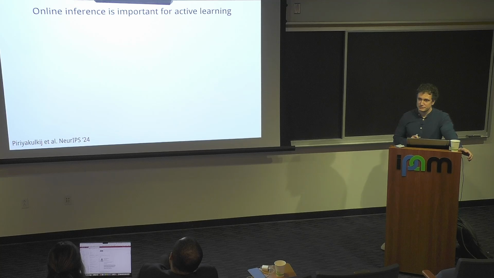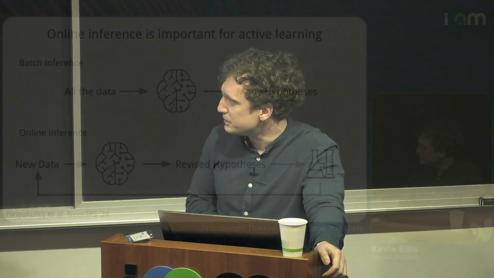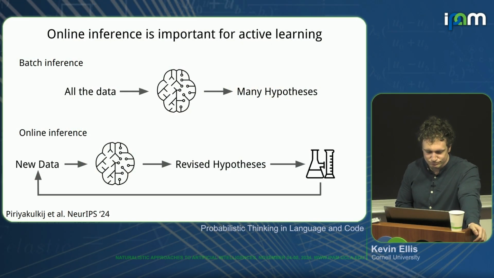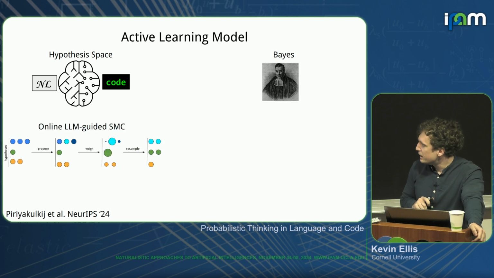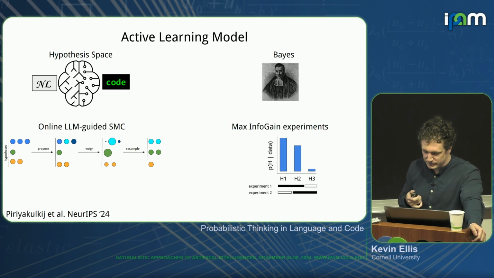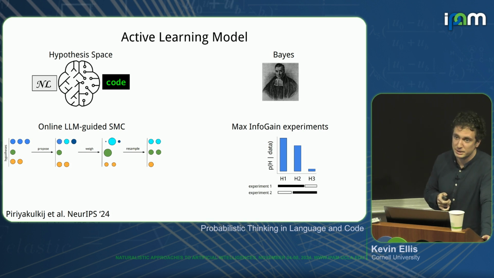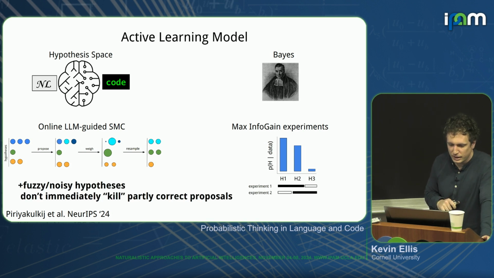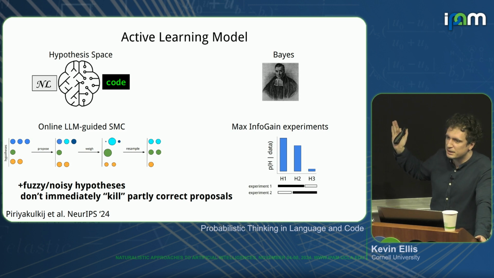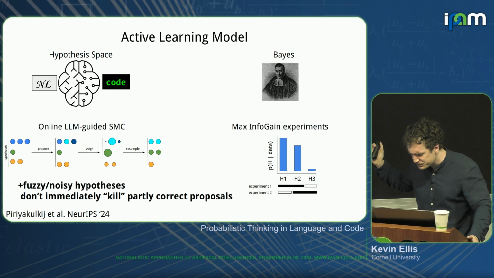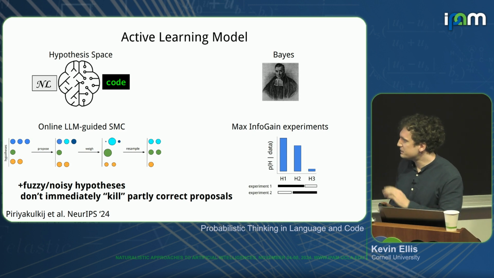We also want to do online inference. So instead of sampling a big batch of things, we want to make incremental changes to our beliefs because we're interleaving experimentation and learning. So instead of this, it should look like this. And so we built a very similar model, except that our inference, instead of being like importance sampling, is more like a particle filter or sequential Monte Carlo, using bottom-up LLM proposals. And we're going to do the experiments that maximize information gain. We do other things like consider fuzzy, noisy hypotheses, which is important because your particle filter shouldn't kill stuff that's kind of right. But this is basically the overall model.